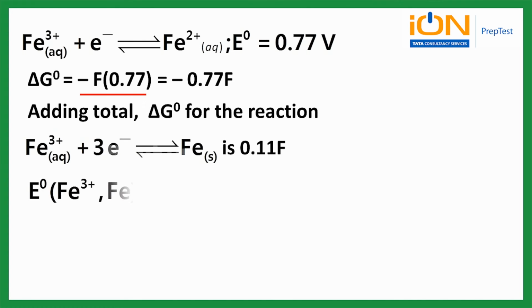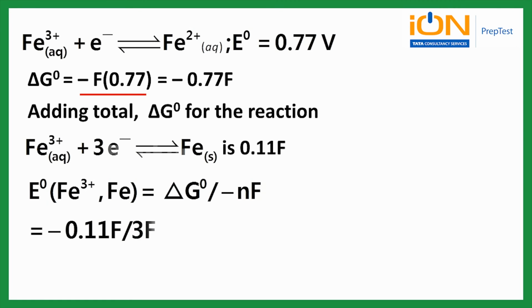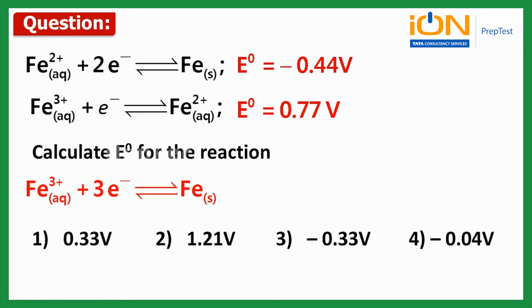So E0 Fe3+ to Fe is delta G0 divided by minus nF. So putting the values, you get the value minus 0.04 volts. This is the E0 corresponding to the equation ferric Fe3+ plus 3 electrons gives Fe. That is how it is done. So first change the intensive property into extensive property and again get back the intensive property. So the correct answer, if you go back to the question, look at the correct option. The correct option is fourth option, minus 0.04 volts.